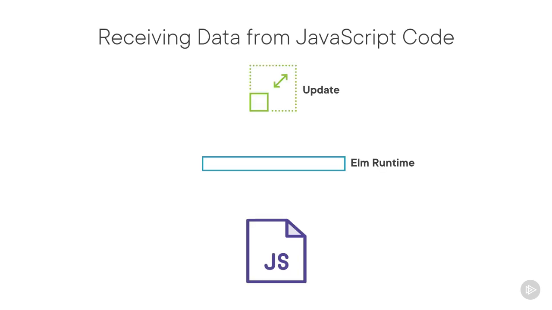Here is a high-level diagram about receiving data from JavaScript code. The diagram has the update function that receives messages and sends commands and models, the Elm runtime, and some JavaScript code. In the previous clip, the update function sent a command using an outgoing port. The JavaScript code subscribed to the outgoing port and received the data from Elm. To send the data back to Elm code, our JavaScript code needs to use a separate incoming port, which is going to send a new message to the update function for further processing.